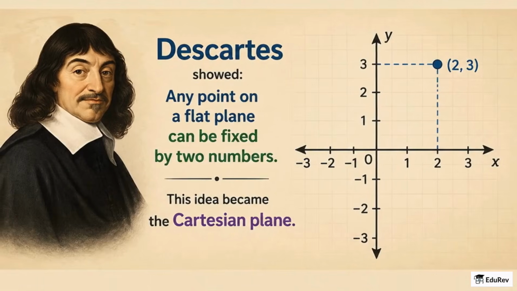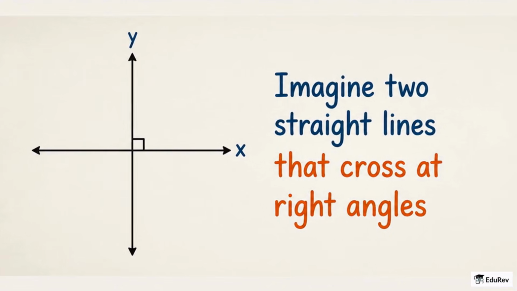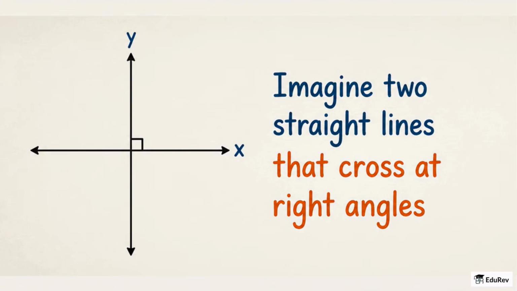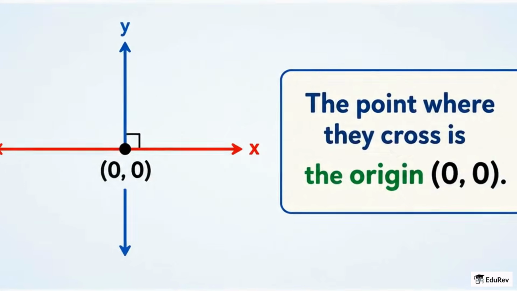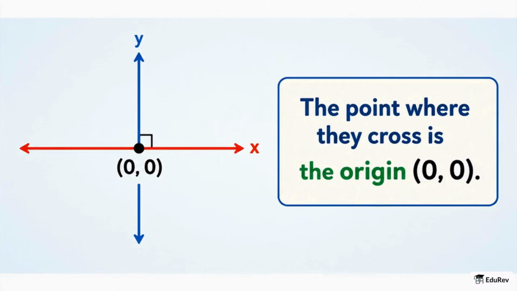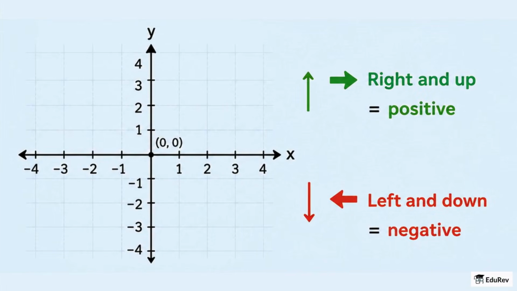Later, René Descartes showed that any point on a flat plane can be fixed by two numbers, and that idea became the Cartesian plane. Now imagine two straight lines that cross each other at right angles on flat paper. The horizontal line is the x-axis and the vertical line is the y-axis. The point where they cross is the origin, written as (0, 0). We mark equal units on both axes. Distances to the right or up are positive and to the left or down are negative.